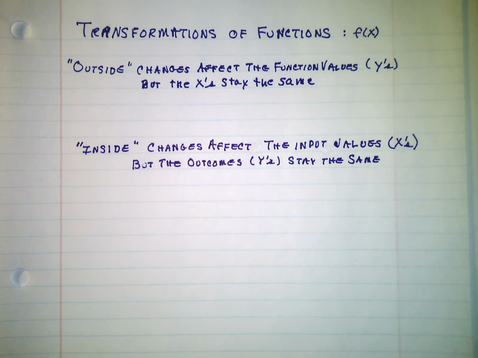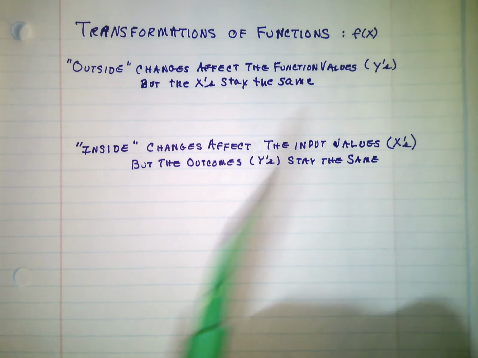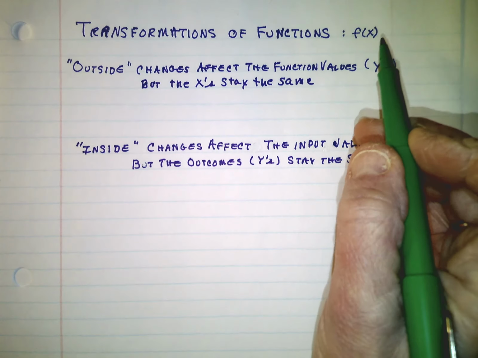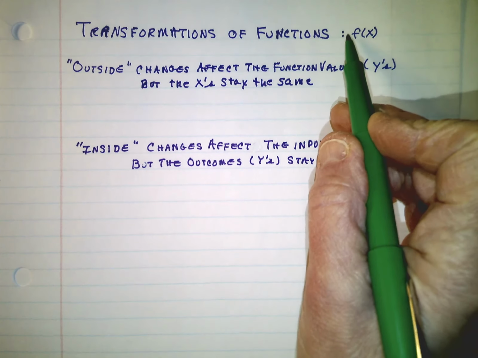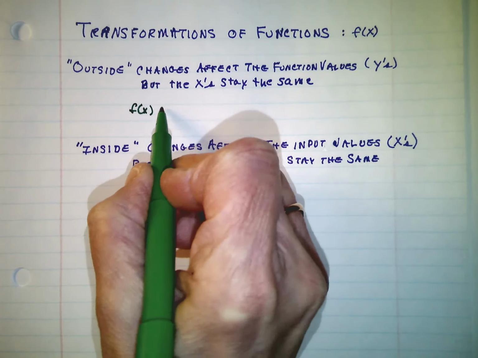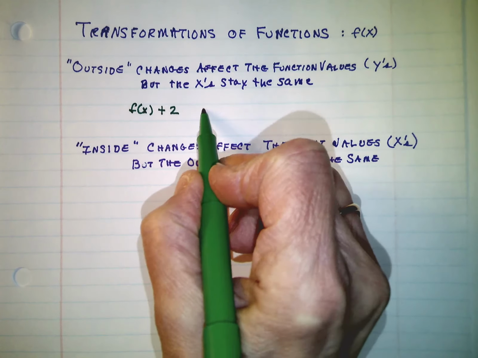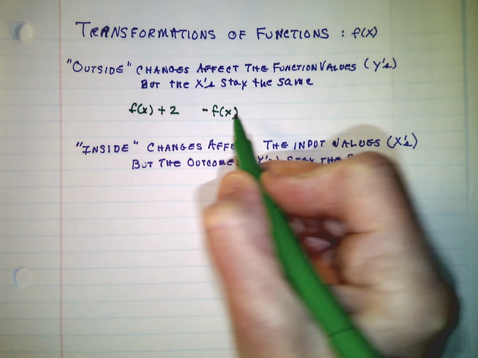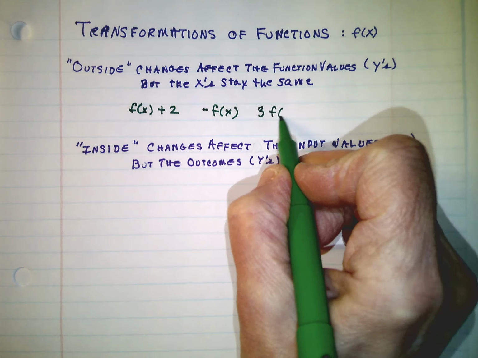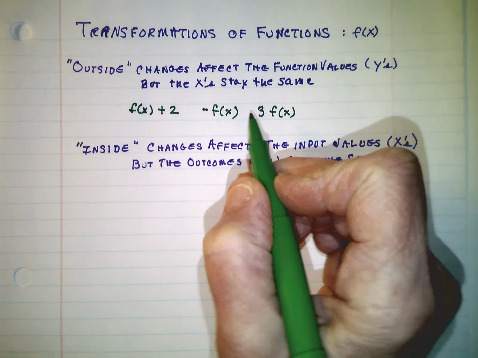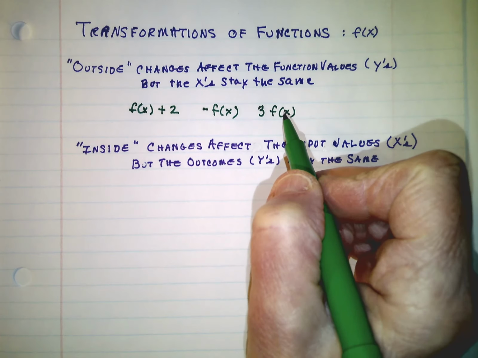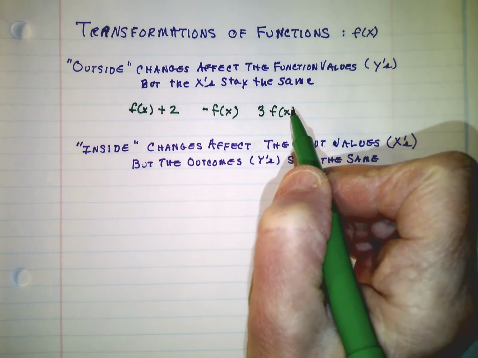So we're going to be working with functions and using the function notation. By outside changes, I mean we're going to be doing literally stuff that's outside the f of x. Things like f of x plus 2, the opposite of f of x, 3 times f of x. These things that are outside the f of x, they change the y values. And a lot of us have learned to think of f of x as just like the y's.